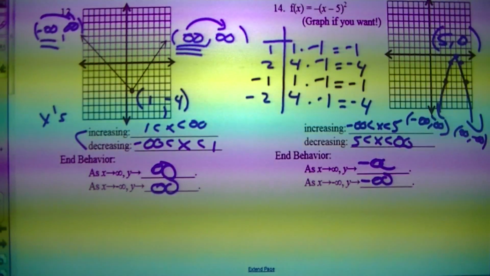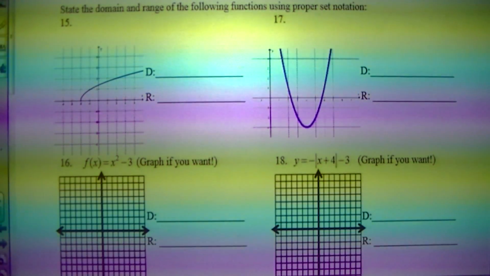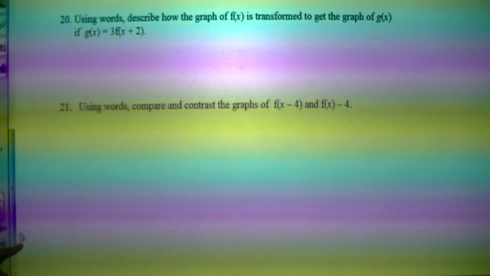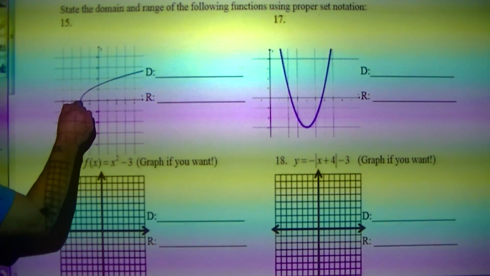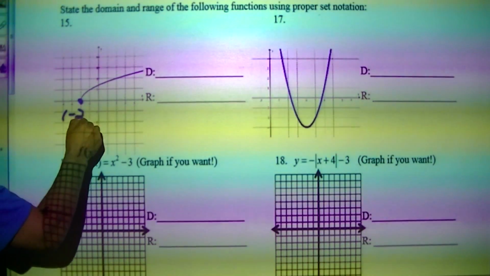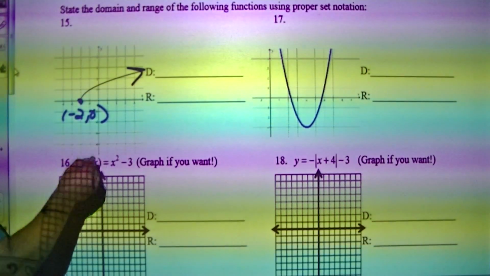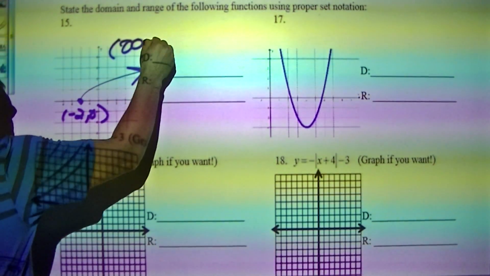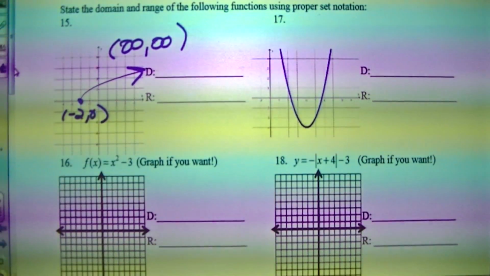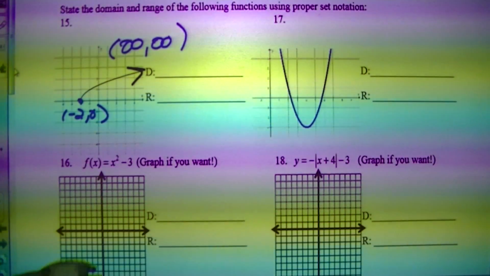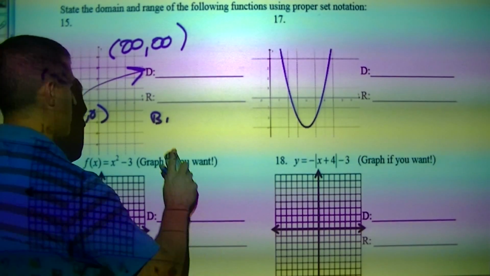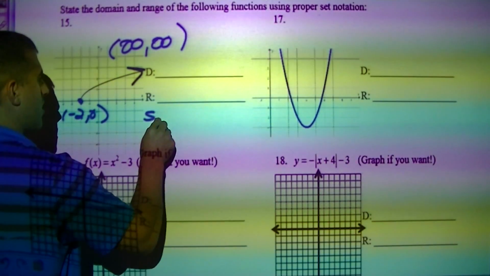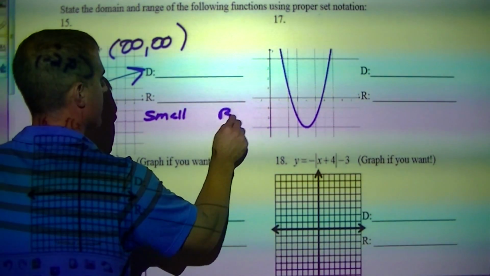Okay. All right. Domain and range. Not much left here. Handful of problems. Domain and range. I'm going to go ahead and label that point. That's negative 2, 0. This is like an arrow. So that's a right arrow, and it's going up. Now, good rule of thumb. For domain, you're looking for small and big for each one.